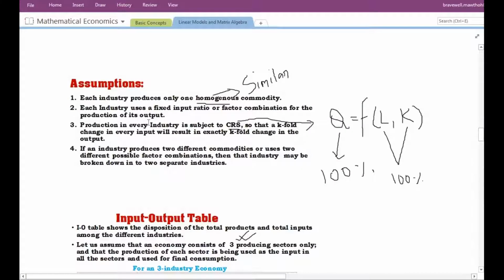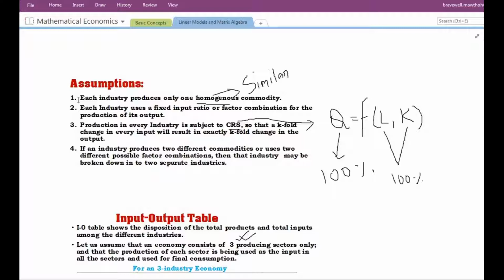Now let us look at some of the assumptions of the input-output model. The first assumption is that each industry produces only one homogeneous commodity, which implies that each industry produces only one similar commodity. So no industry can produce two commodities which are heterogeneous or different. The second assumption: each industry uses a fixed input ratio or factor combination for the production of its output. So in the production process of any industry, it uses a fixed input ratio or factor combination. So in the production of a steel industry, it uses a certain fixed ratio of oil and automobile.